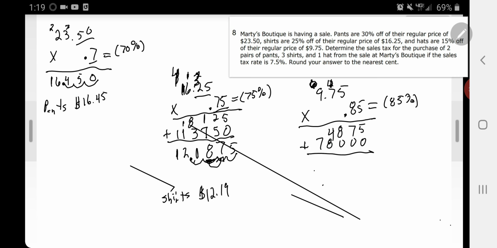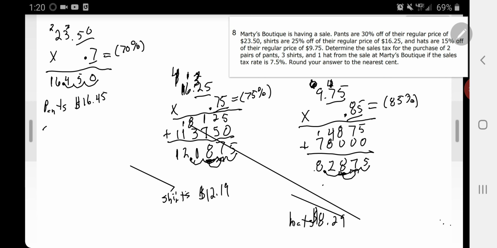So when we add those numbers up, we get 5 plus 0 is 5, 7 plus 0 is 7, 8 plus 0 is 8, 4 plus 8 is 12, and 1 plus 7 is 8. Once again, 2 decimals, 2 decimals. So 2 plus 2 is 4, so we need to move this over 4 times. 1, 2, 3, 4. Once again, round to the nearest penny, so the 8s are a penny. Look at the number to the right, we see a 7, so we need to round up. So hats are $8.29 a piece.